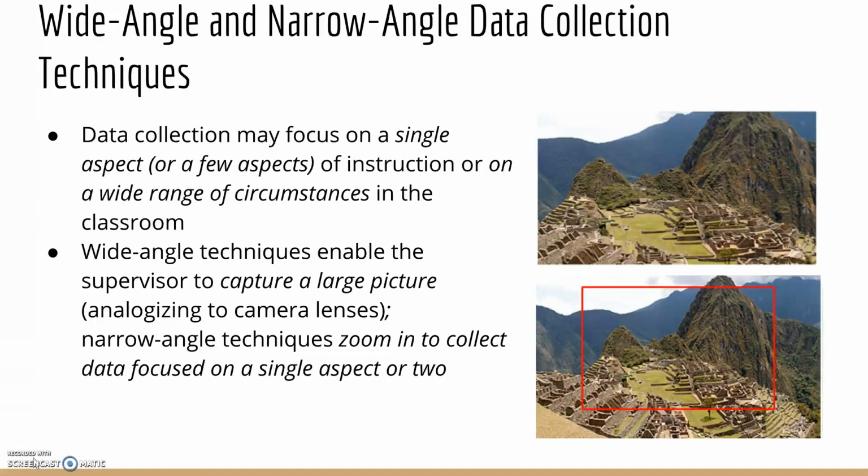In terms of data collection techniques, there are 2 techniques that were discussed. They are the wide angle and narrow angle. The wide angle technique refers to capturing a large picture. The narrow angle technique focuses on a single aspect or a few aspects of instruction. Both of these terms are analogous to camera lenses, and they are used to zoom in or zoom out to a specific aspect of a lesson.